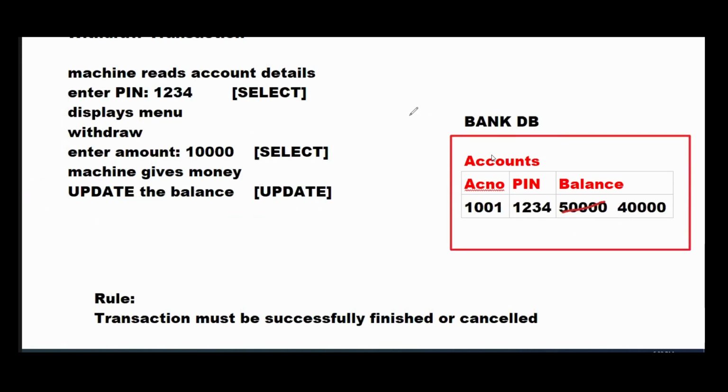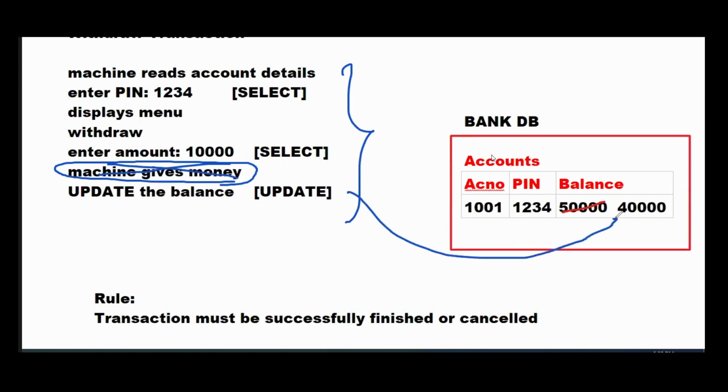One more example. For example, this entire one is a transaction. The machine didn't give money to you. This action is not performed, yet it updated the balance and you got a message that 10,000 amount was debited from your account. Is it a problem or not? We are losing 10,000 now. Sometimes due to technical reasons it happens. Now the transaction is unsuccessful.